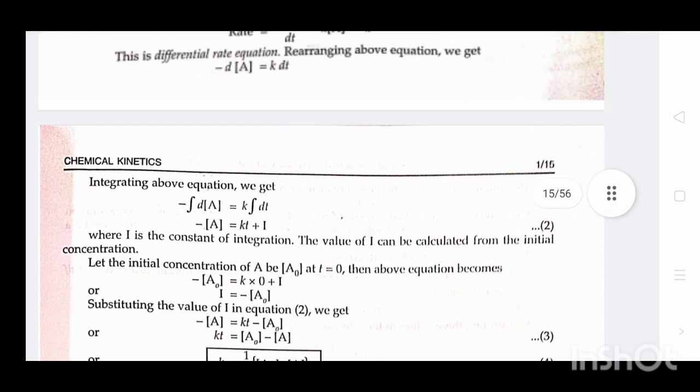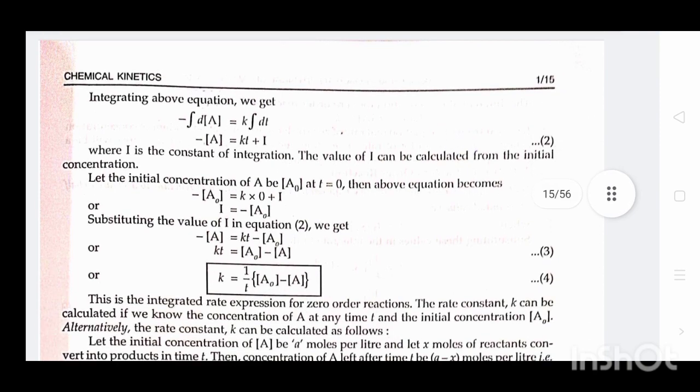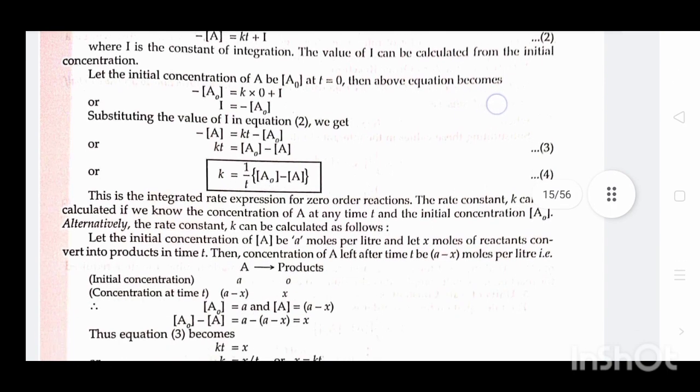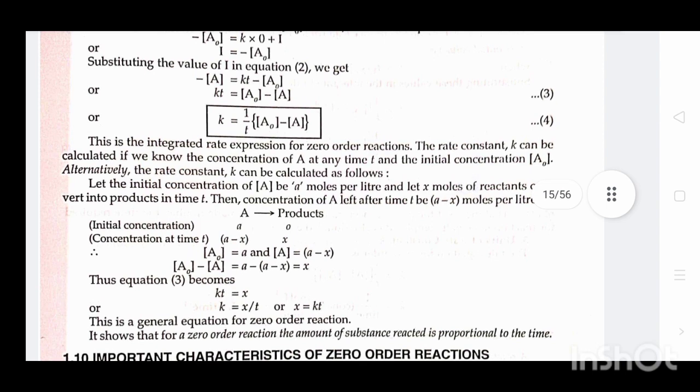Integrating the above equation, we get minus [A] equals kt plus I, where I is the constant of integration. The value of I can be calculated from the initial concentration. Let the initial concentration of A be [A]0 at t equals 0. The above equation becomes I equals minus [A]0. Substituting the value of I in equation 2, we get k equals 1 by t times [A]0 minus [A]. This is the integrated rate expression for a zero order reaction.